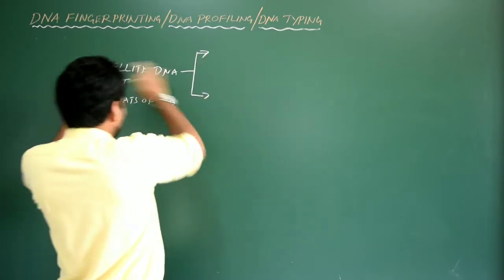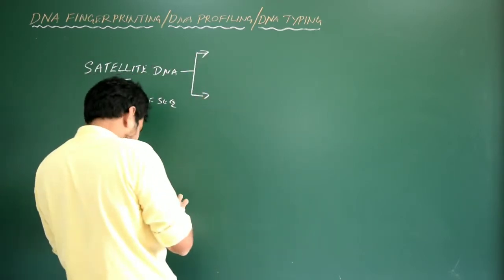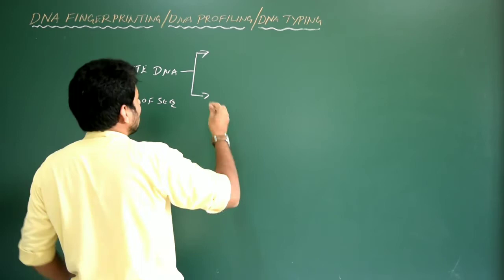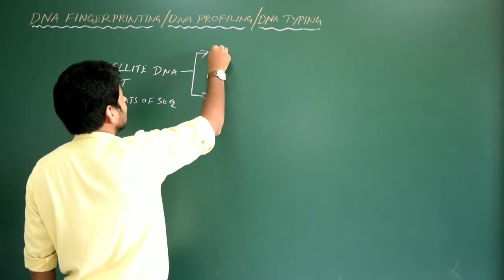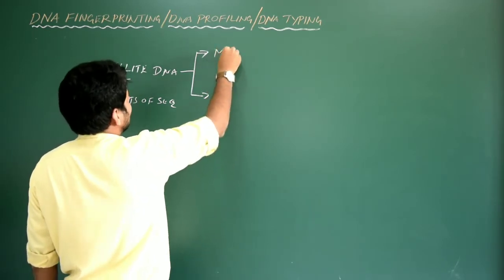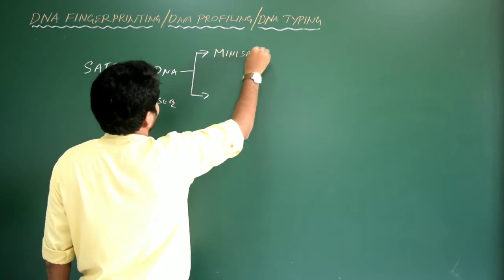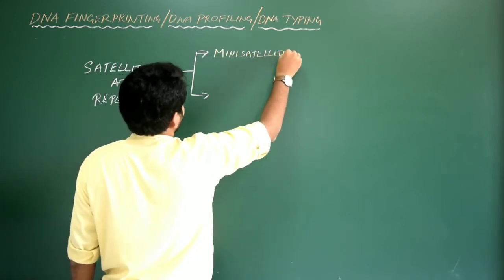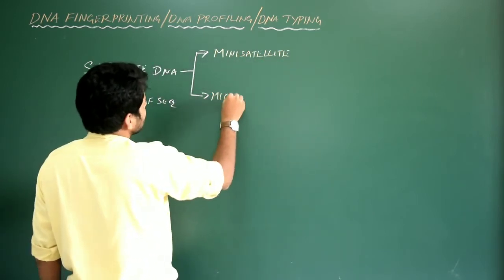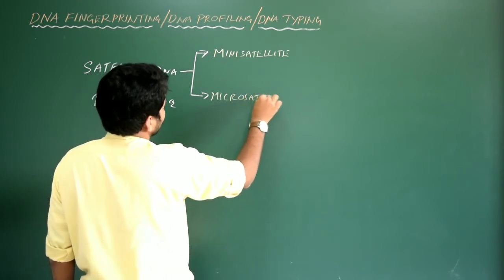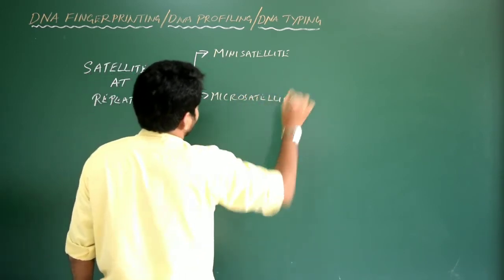Okay, in satellite DNA there are 2 types. Let me use the yellow color. The first one is the mini satellite. The second one is the micro satellite. Mini satellite and micro satellite.